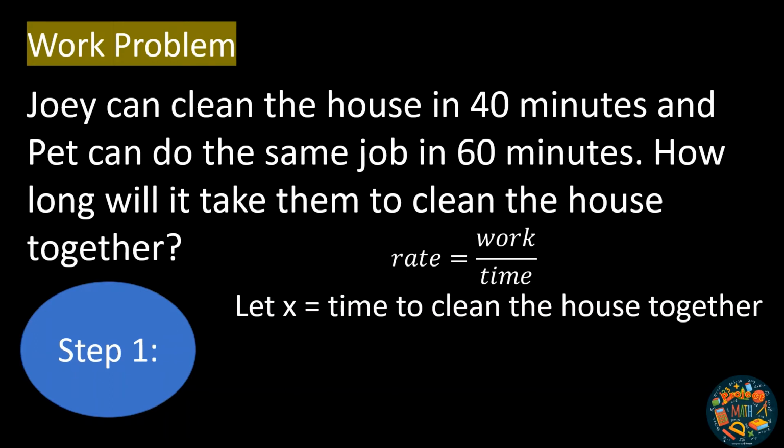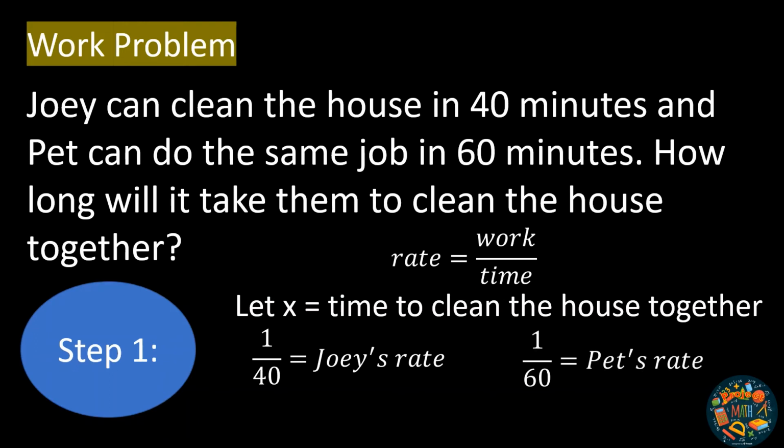Now, what is the rate of Joey in cleaning the house? Yes, we have 1 over 40. 1, because all he will do is clean the house. That is only one work. And it will take him 40 minutes to do the job. And Pet can do the job in 60 minutes. So, Pet's rate is 1 over 60. And the rate together will be 1 over x.